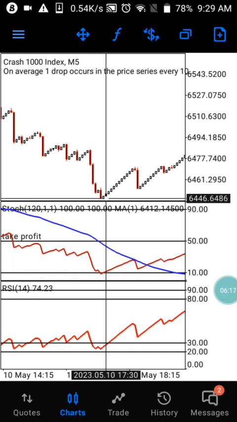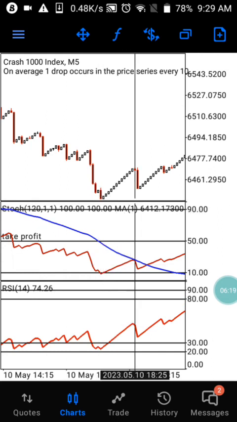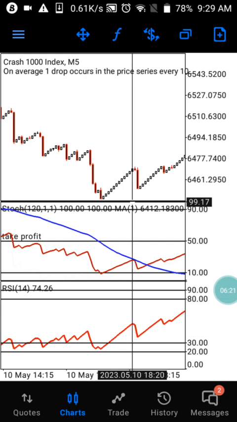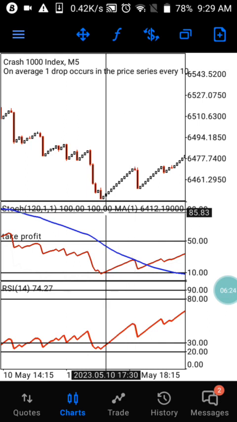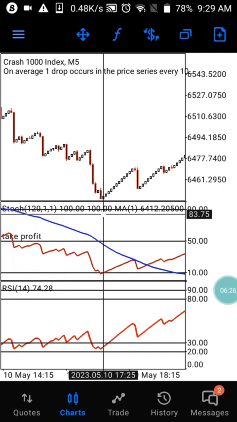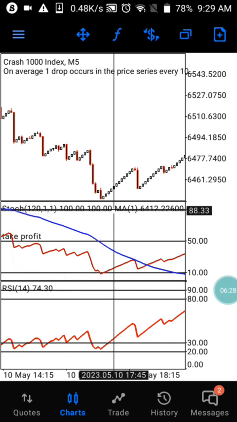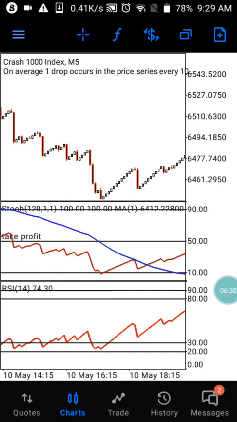Then your stop loss is going to be, you see, it gives us a stop loss here, which is crossing the blue line here. But you don't need to wait for the stop loss. Sometimes you just count your 1, 2, 3, then 4, 5, then you are out of the market.